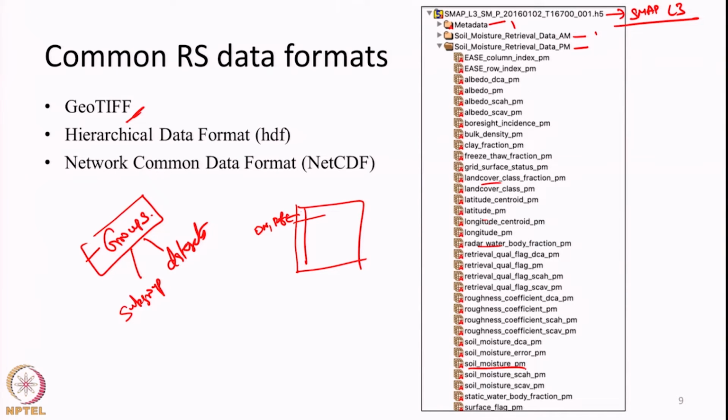So, basically it provides a kind of hierarchy. Each one will provide you data. You can store a large number of data. You can think of each one as a separate band, if you think of it in analogy with geotiff. Each one can represent either one data, or some other information about the data, or metadata. So, it provides a hierarchical structure.